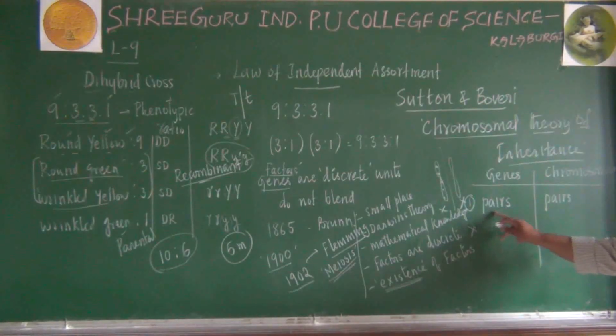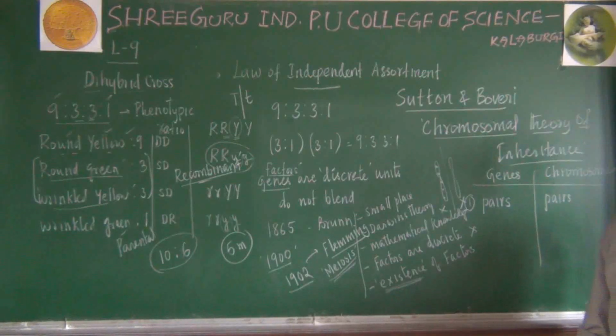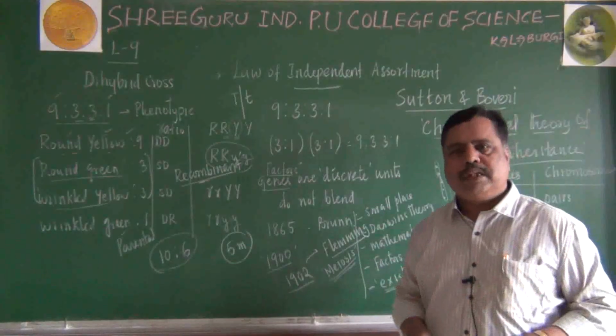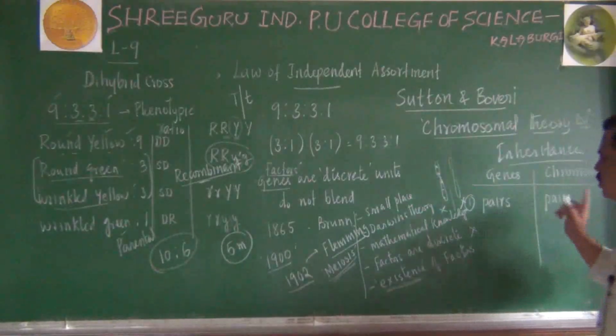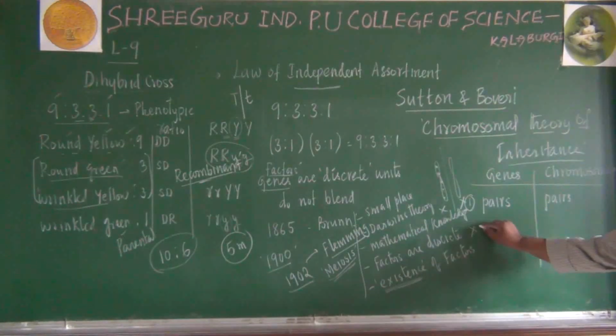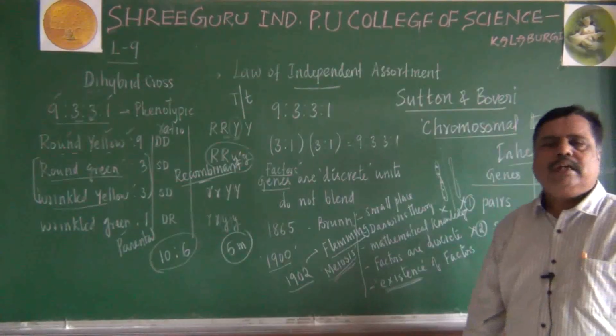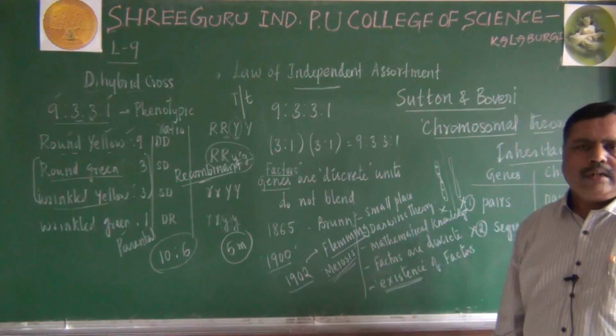Genes also occur in pairs. Chromosomes also occur in pairs. You have heard the word homologous pair of chromosomes. What is the meaning of that word homologous pair? That is the condition. They also occur in pairs. The second point is that genes undergo segregation. Alleles undergo segregation. That is what Mendel told in the law of segregation.